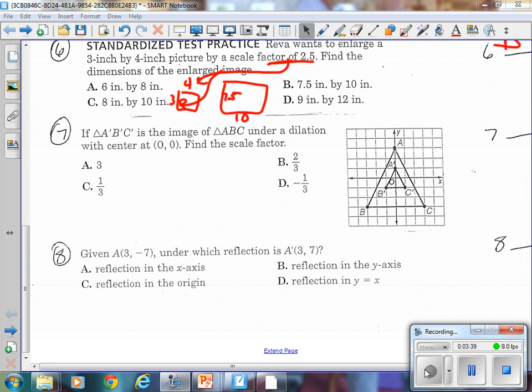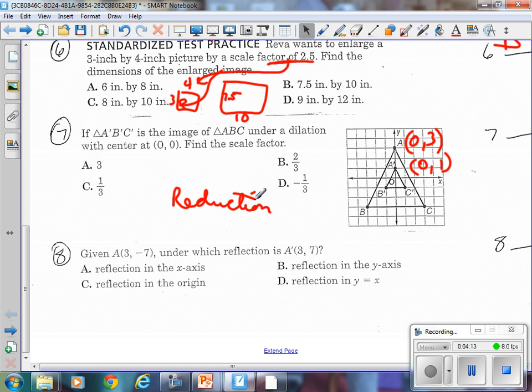Number 7, if A', B', C' is the image of A, B, C under a dilation with center at (0, 0), find the scale factor. The easiest way to do this, if we go here and find the coordinates of A, that's (0, 3). We go in here and find the coordinates of A', which is (0, 1). Well, A is bigger than A' was, so we know it's a reduction. So if it's a reduction, it's got to be a fraction as the scale factor.